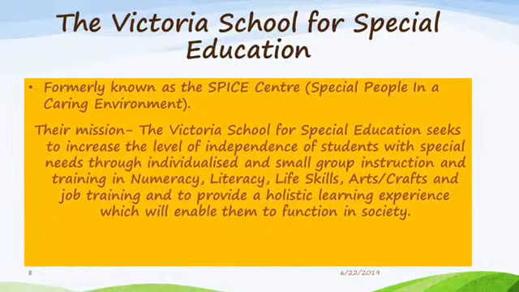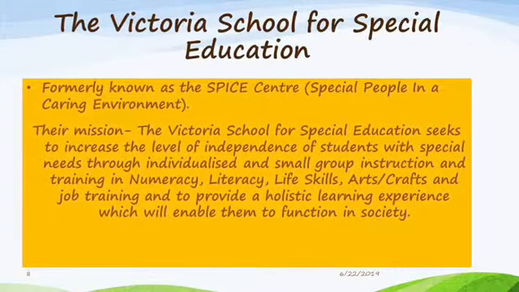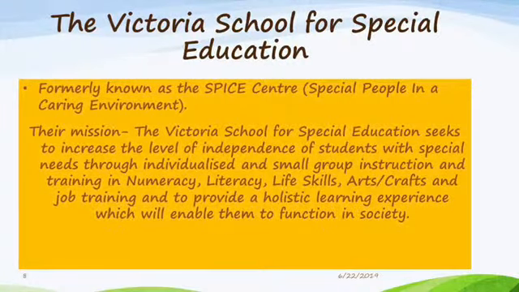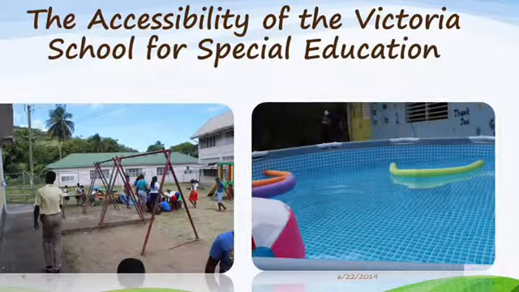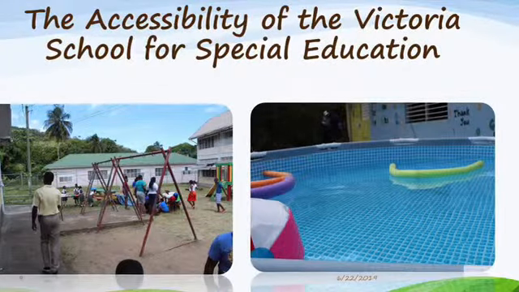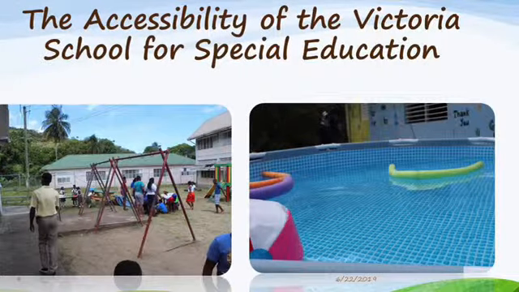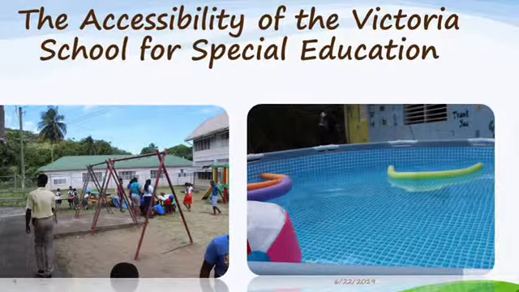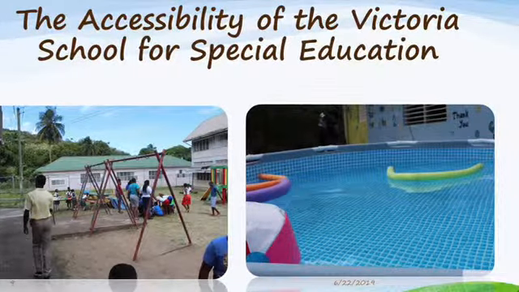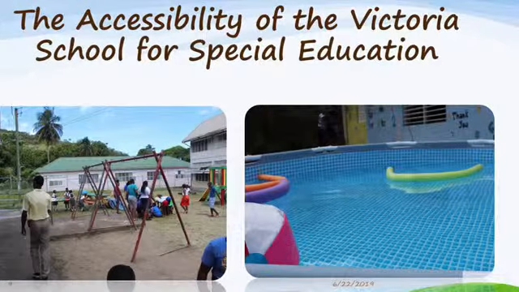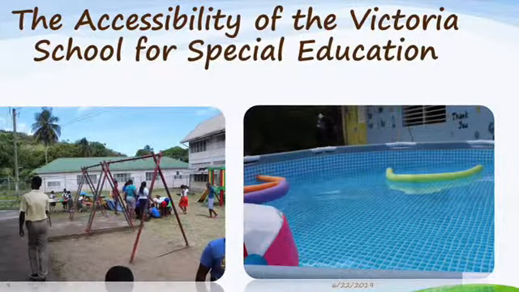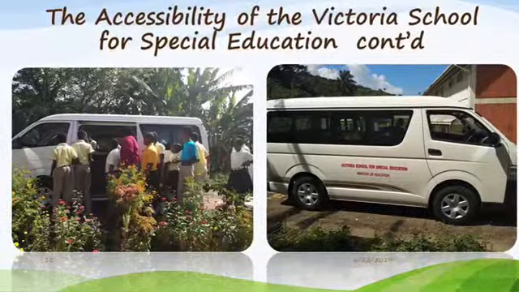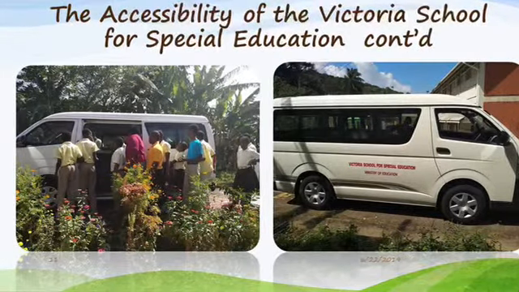The following pictures would show you excerpts of the way in which the Victoria School for Special Education makes special education learning accessible to students. Given that the government of Grenada is a signatory to the United Nations Convention on the Rights of the Disabled, the Victoria School for Special Education is very accessible. The buildings are accessible with the use of ramps and rails. The school is outfitted with playgrounds with equipment that are aptly suited for special needs learning, as seen in these pictures. The bus that transports children to school every day.